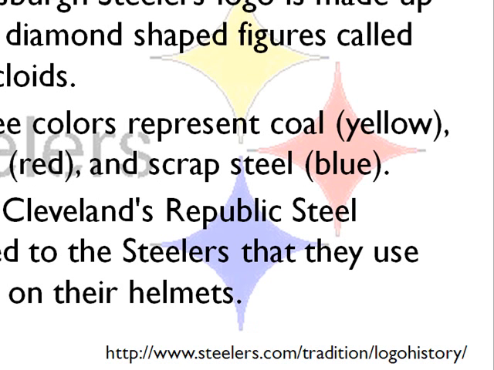A little bit of history about the Steelers and the hypocycloid: the logo is made up of three diamond-shaped figures called hypocycloids. The three colors are yellow, red, and blue, and they represent coal, iron ore, and scrap steel. An interesting fact that Cleveland Browns fans love to hear is that in 1962, the Republic Steel out of Cleveland suggested that the Steelers use the hypocycloid as their logo on their helmets. And if you've ever noticed, the logo is only on the right side of the helmet, which makes them unique in one of many ways, including the fact that they're the only team that has 6 Super Bowl championships.